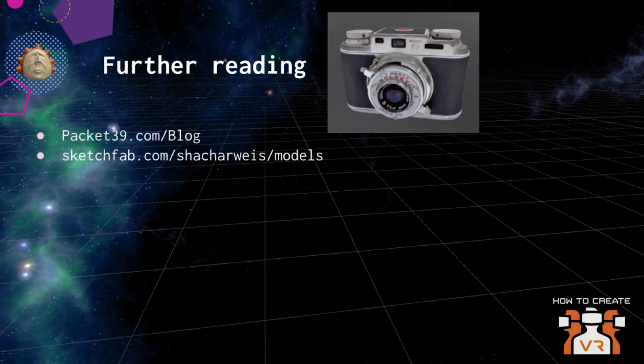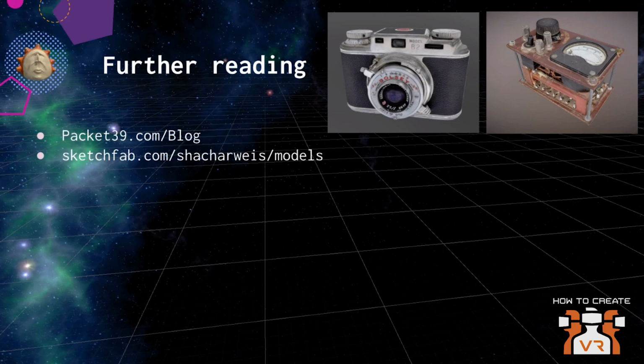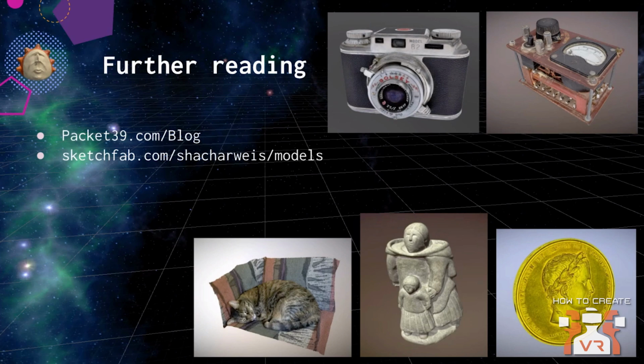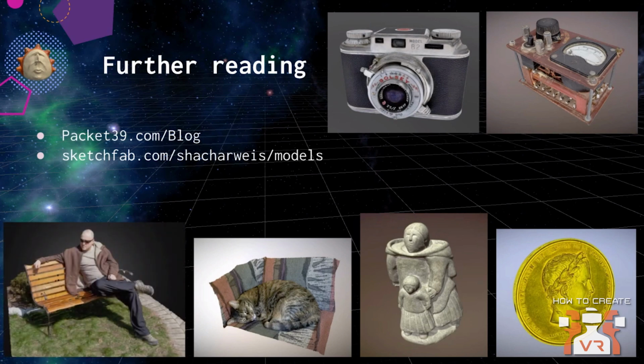So a few more examples of stuff that I've scanned. This is very recent. This is an amp meter that was hand-built by a veteran during World War II when they didn't have any tools available. So he needed an amp meter, so he just built it from junk. My coins, a sculpture from the local museum, my cat, and also myself. Again, go crazy, scan everything. That's kind of the fun part of this. All you need is a camera and a pair of legs or a turntable, and just go out there and scan stuff.